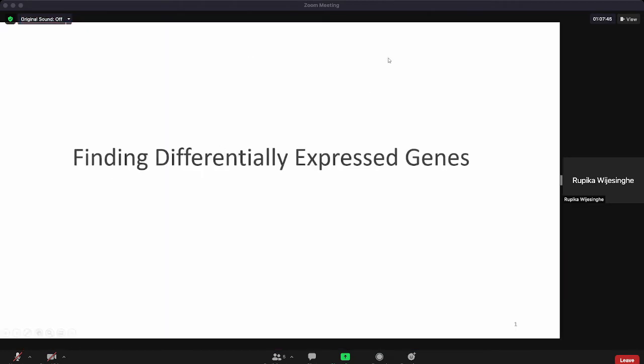Okay. So this is about finding differentially expressed genes. Now you know what is meant by differentially expressed genes. Differentially expressed genes means genes of which the expression is different in different conditions.